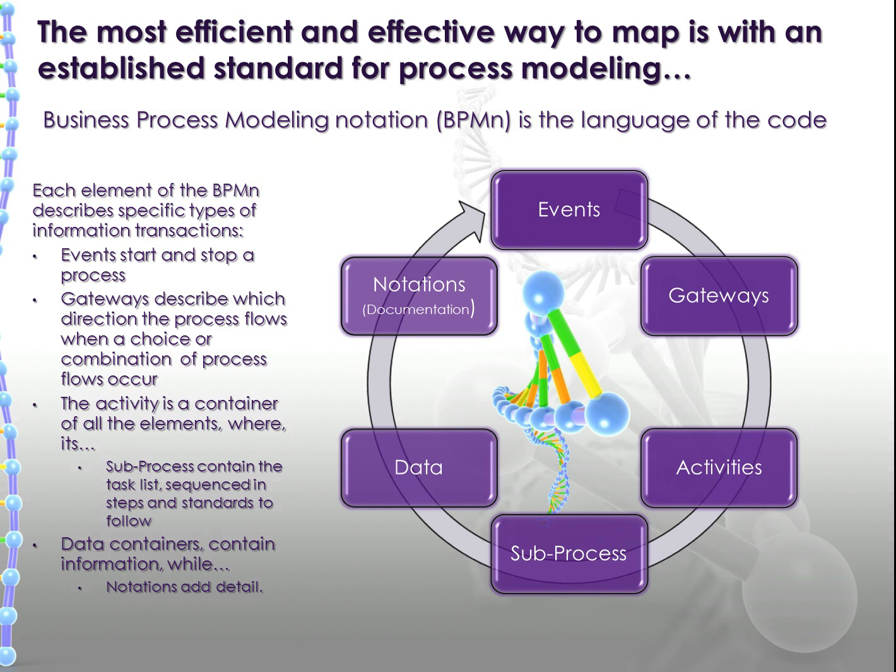Events start and stop a process. Gateways describe which direction the process flows when decisions are made or when a combination of process flow occur and intersect. The activity is a container of all elements, where sub-processes contain task list sequence and the steps and standards to follow. Data containers contain information with notations to add detail. The cycle repeats as the process unfolds and the products are realized.